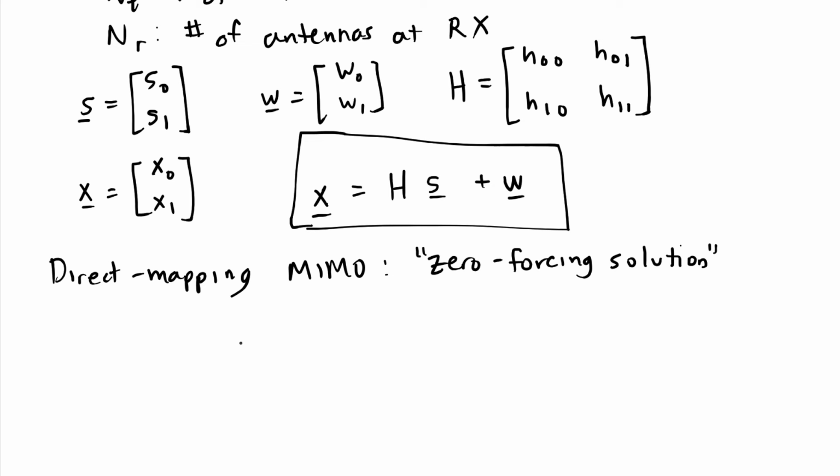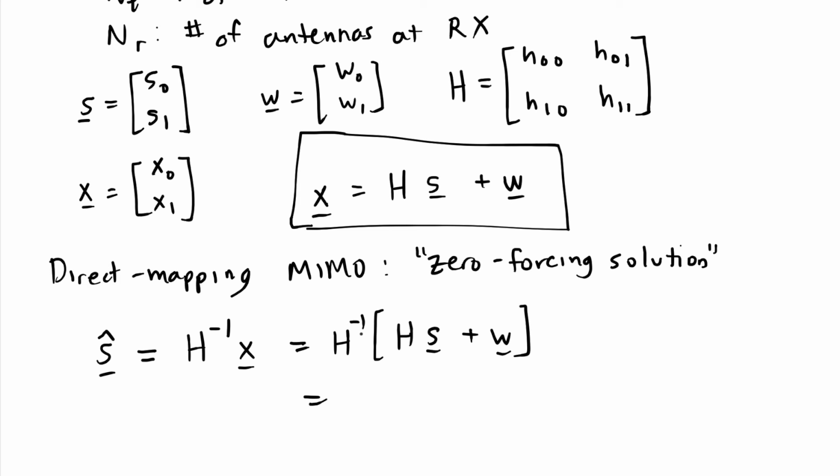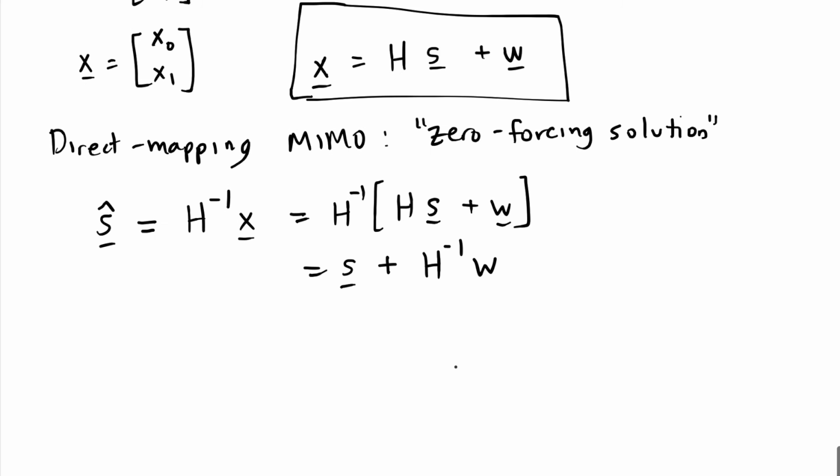We're going to take that received signal and multiply it by H inverse, and that's going to give us an estimate of our vector S. Now if I plug in for X as in this equation, I get H inverse times H times S plus W. If this is in fact a matrix inverse, H inverse times H becomes the identity matrix, and I just get vector S back. And my noise gets multiplied by this inverse matrix.